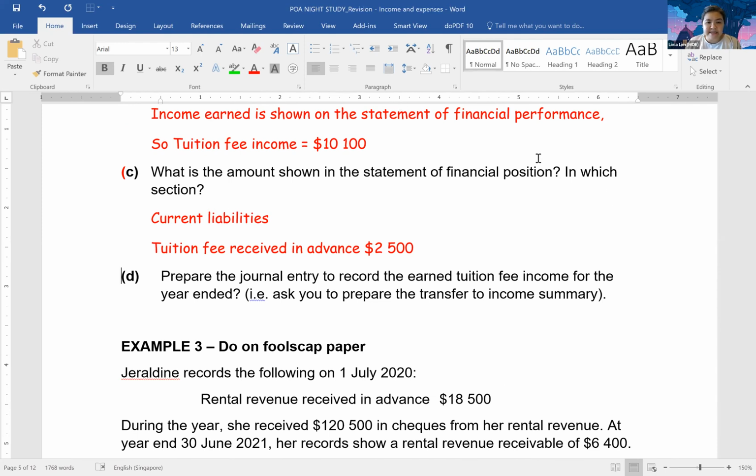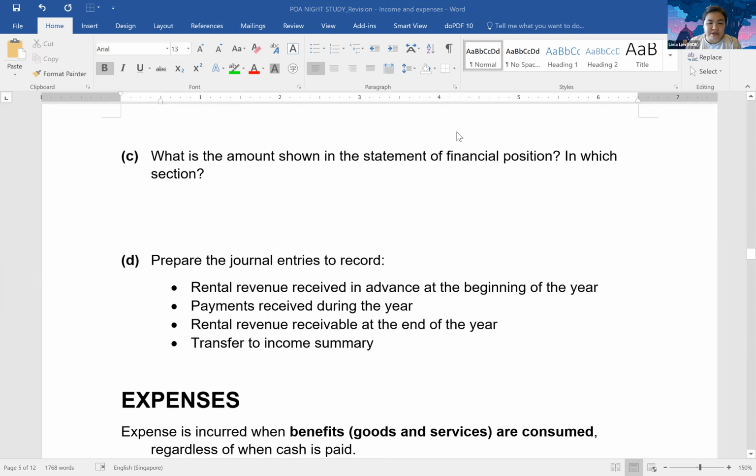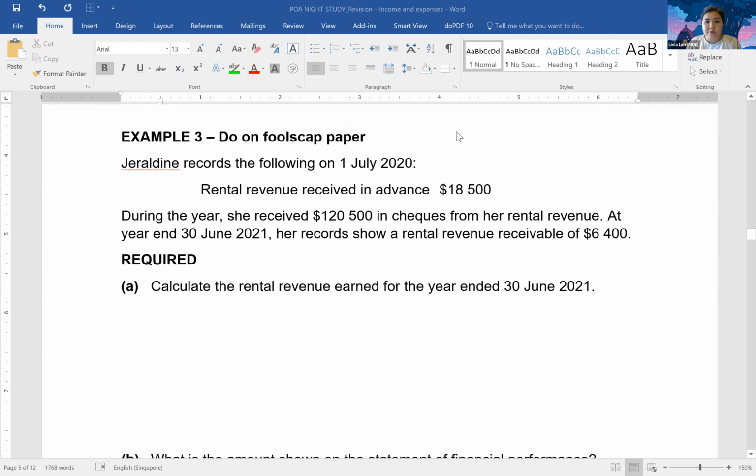All right, ladies and gentlemen, this is what I would like you to do on foolscap paper. Example 3, I would like you to do on the foolscap paper, and submit to me. I will create a Google Classroom. So if you want to, you can submit the work on Google Classroom. I will mark and give you the correct answer. All right. Any problems with this?